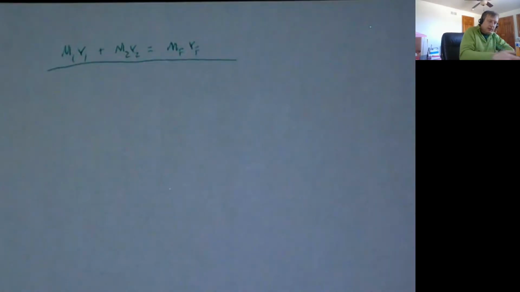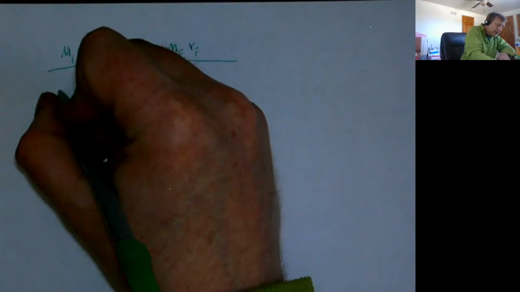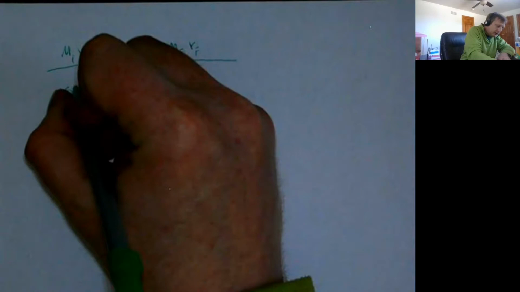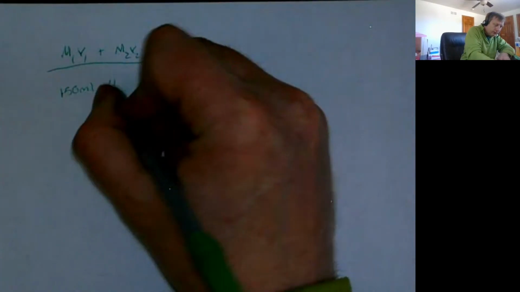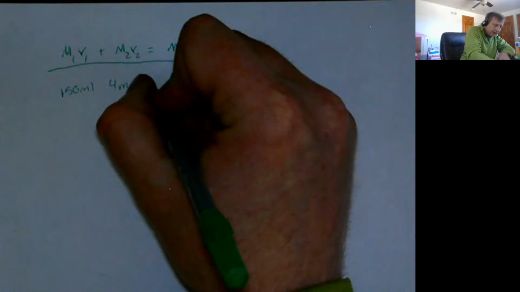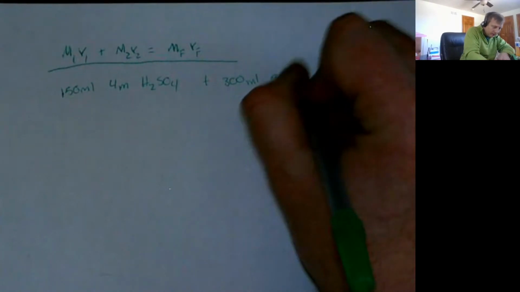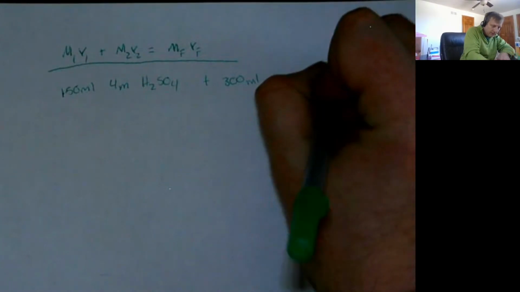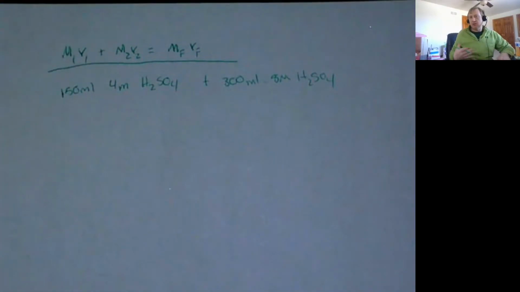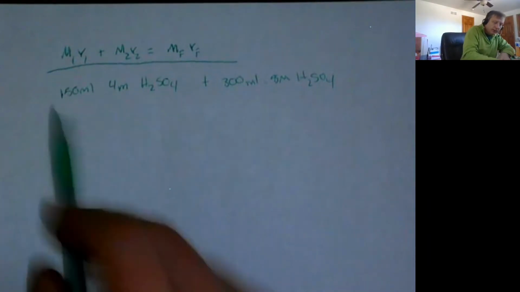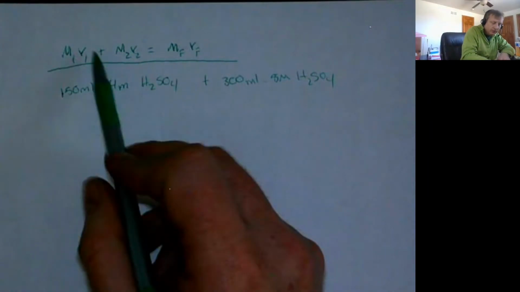So as an example of the first one, let's see what we would get if we took, say, 150 milliliters of 4 molar sulfuric acid, and we added to it some 300 milliliters of 8 molar sulfuric acid. What would the strength of our final solution be? So we're going to just go ahead and put these things into our formula.